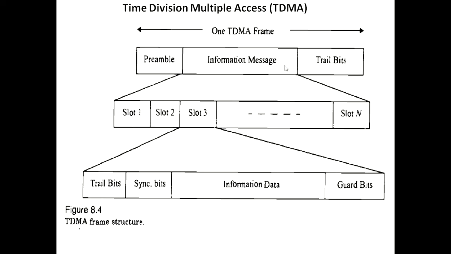And this is the original information which should be transmitted through the TDMA transmission. And this is the tail bit, which is the overhead bit used for the purpose of power up and power down before and after the transmission of the original information.